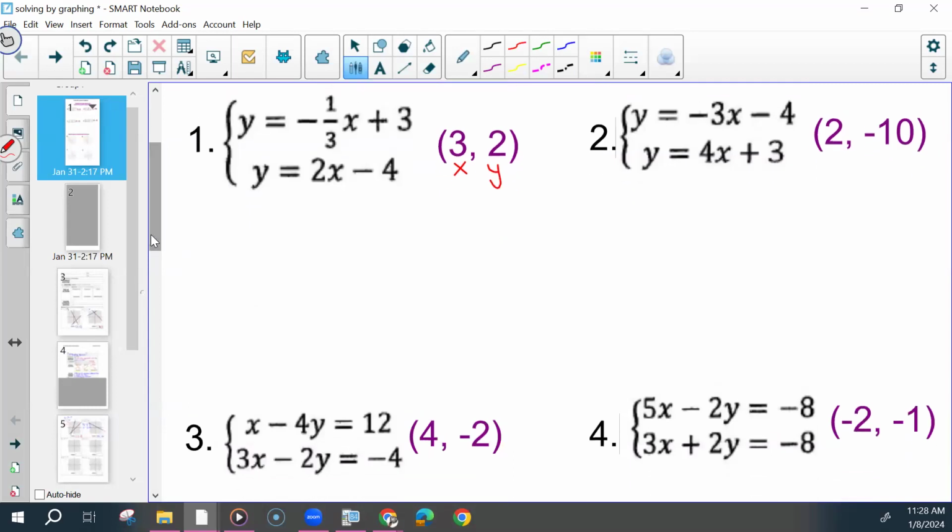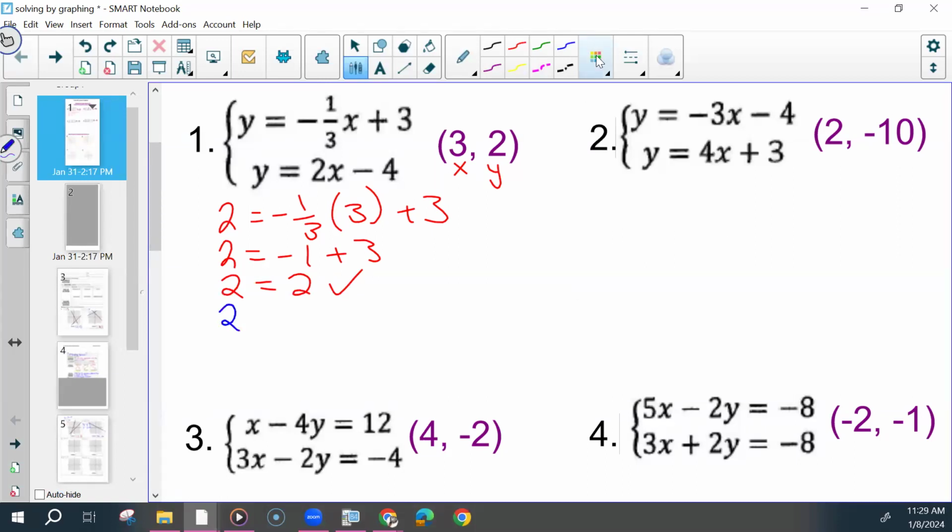If I put this into both and they both work, then it's the solution. If one of them does not work or both of them do not work, it is not the solution. Let's do this first one. 2 equals negative 1/3 times 3 plus 3. If I multiply these together, I would get what? Negative 1. And then negative 1 plus 3 is 2. So that works. But both of them have to work, so let's check the other one.